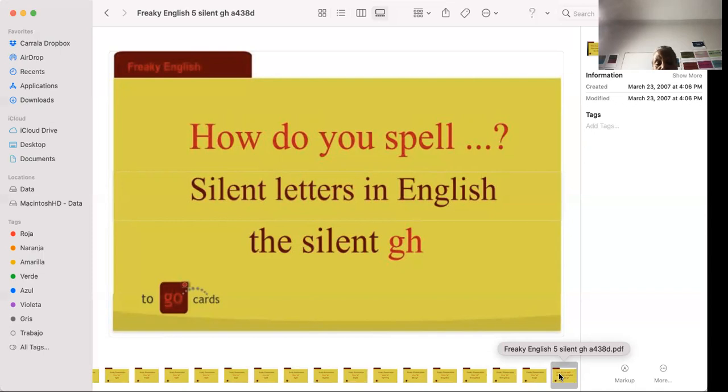Okay, so we're talking about silent letters in English. There's quite a few of these cards.